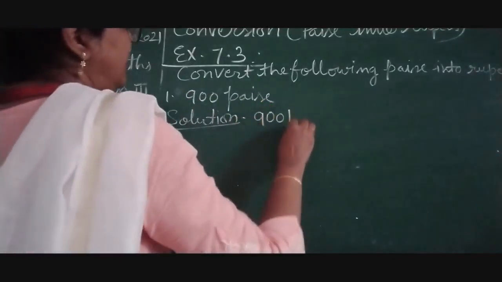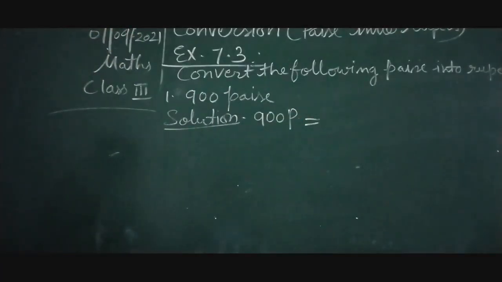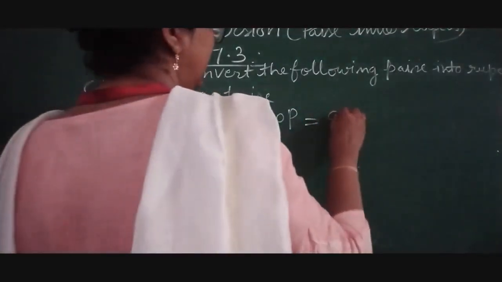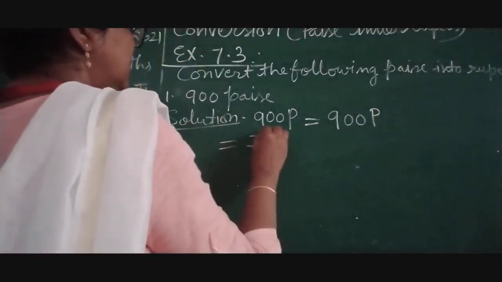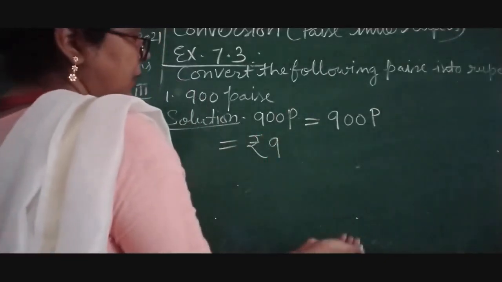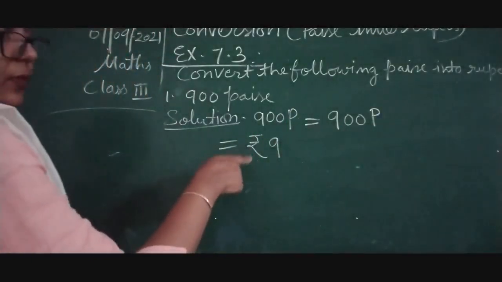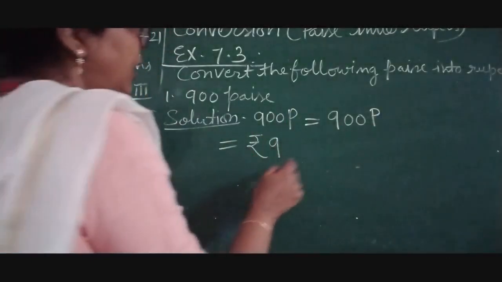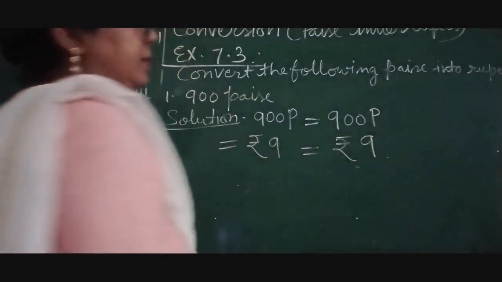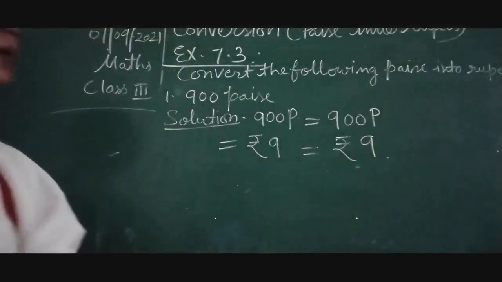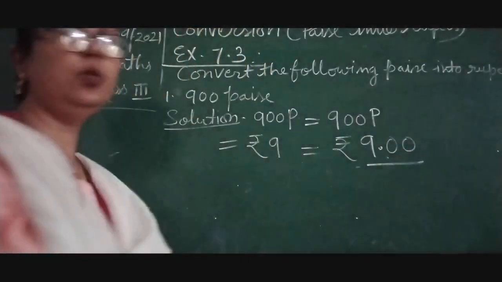900 paise equal to, what we will do, children? Here 900 paise equal to rupees 9, because 900 paise is there. So that is why we will get rupees 9. So we will write rupees 9 only. Nothing paisa will be there. You can write 00. So that is how you can do.